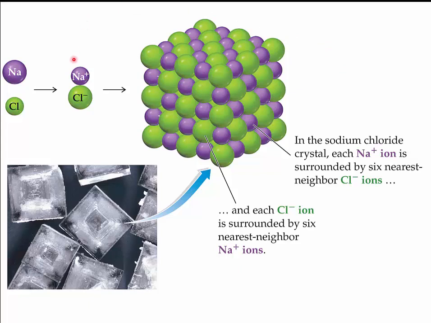So we get a crystal of sodium chloride that forms because our sodium ions and our chlorine ions are going to be electrostatically or coulombically attracted to each other. The plus charge sees a minus charge, and they want to get together. And when they do that, they're going to form an organized structure called a crystalline lattice.